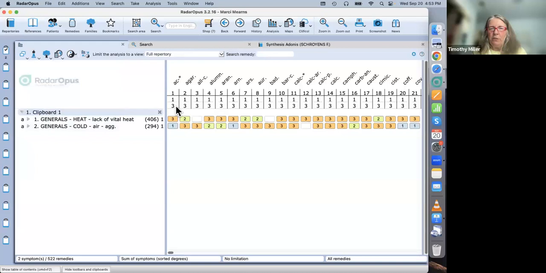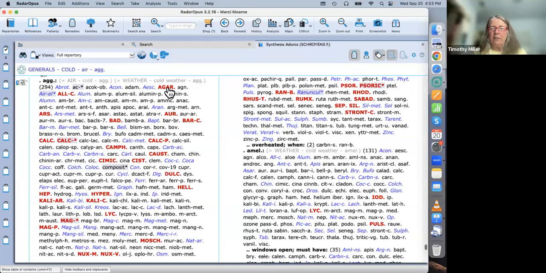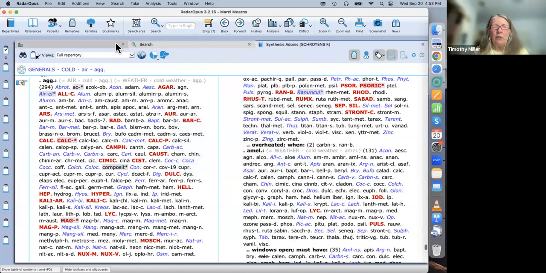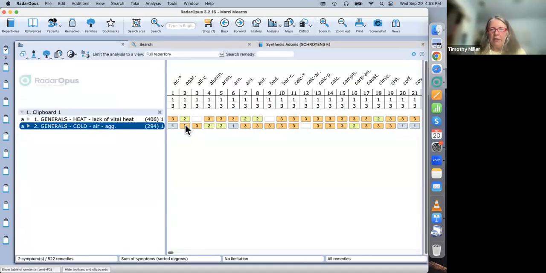What do we mean here? Let's take a look at agaricus, where it has a score of 3. That's because in this rubric, generals, cold air aggravates. Let's go take a look at that rubric. We will see that agaricus is a grade 3. Okay. And so that's where that score of 3 comes from for agaricus. Since these are considered together, they're going to give us the higher number. Allium cepa has the exact same grade, as do alumina, aranea, and so on, arnica, and so forth.